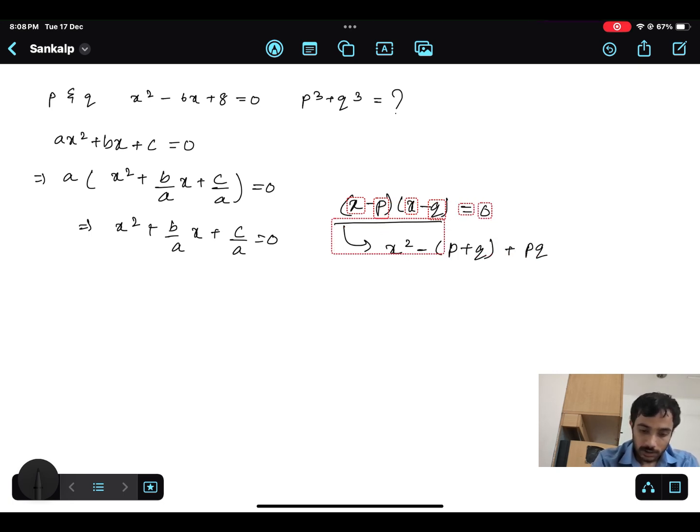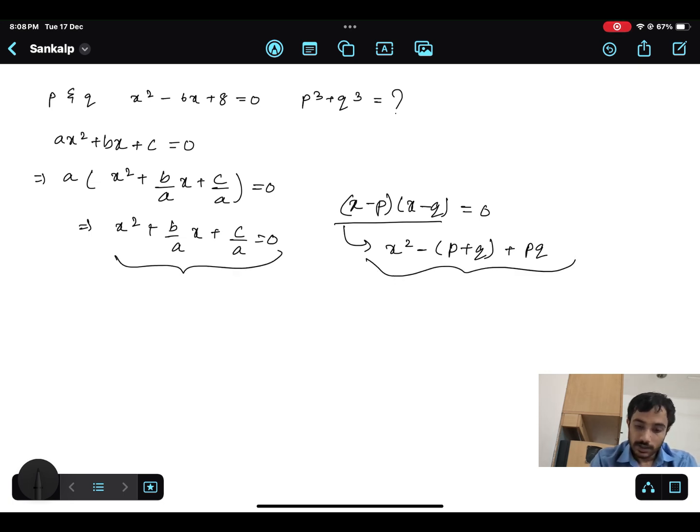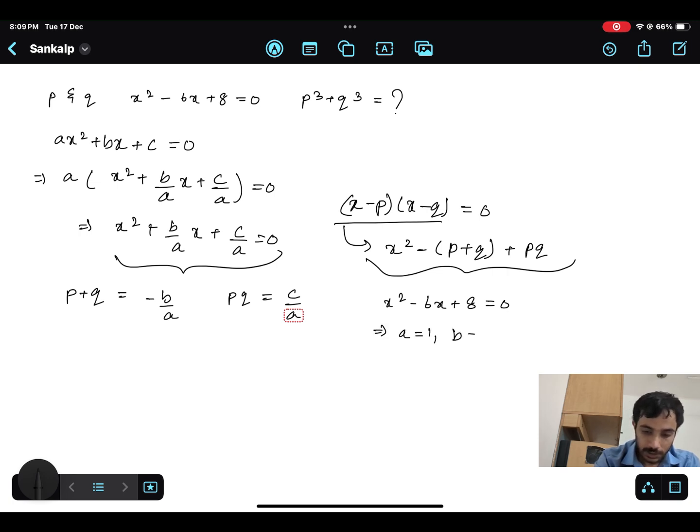If we consider this expression and this expression, we can clearly say that the sum of roots of a quadratic equation is equal to minus b by a, and the product of the roots, which is pq, is c by a. Here we are given that x square minus 6x plus 8 is equal to 0. Here a is equal to 1, b is equal to minus 6 and c is 8.